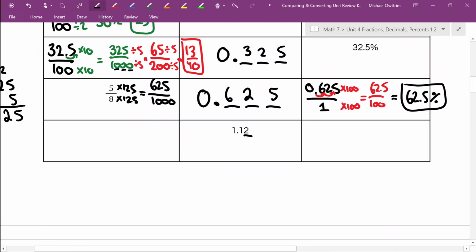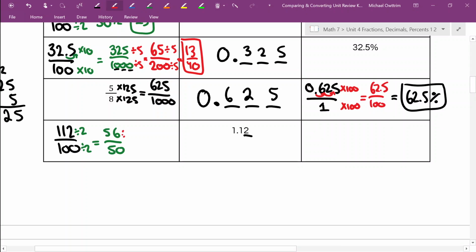Finishing up, we reach the hundredths place here, so we have 112 out of 100 as our fraction. Both of those are even, so let's simplify it by dividing by 2. On the bottom we get our 50, obviously. 2 goes into 11 5 times, leaving us with 12, and 2 goes into 12 6 times.